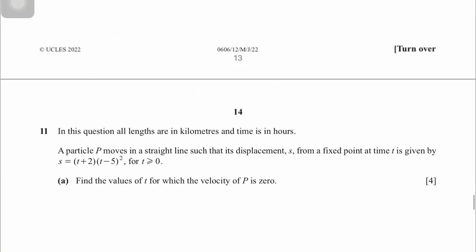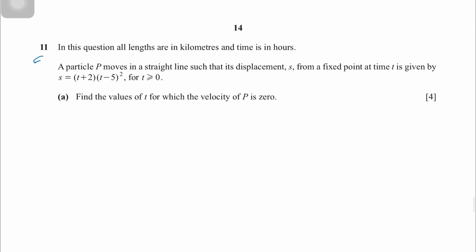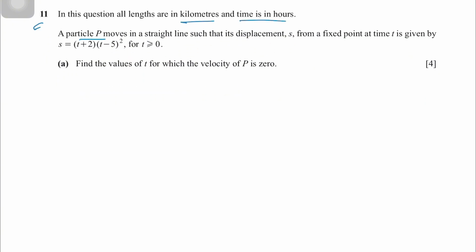Moving on to question 11. I hope it's the last one, I guess. In this question, all lengths are in kilometers and time is in hours. That's just understood. A particle P moves in a straight line such that its displacement s from a fixed point at time t is given by this. Find the values of t for which the velocity is 0.